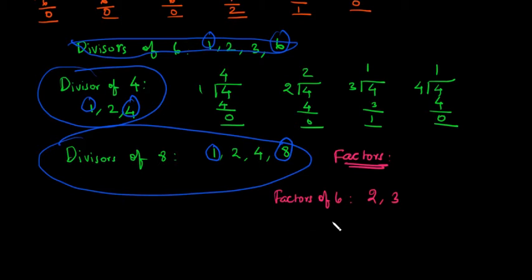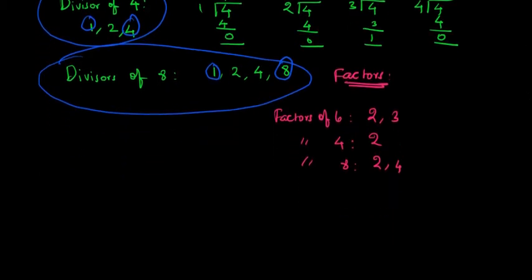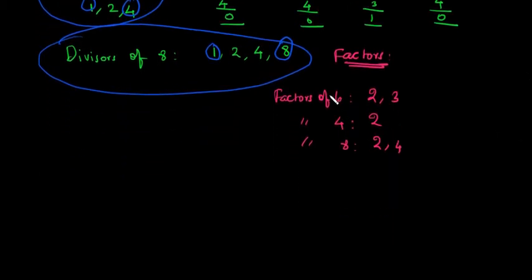So what are the factors of 4? For 4, you remove 1 and the number itself, and you will have 2. So what are the factors of 8? Factors of 8 are, you have to remove the 1 and 8, so 2 comma 4 you will have. So you can easily find the factors of a particular number. Okay, we know what a divisor is, and we know what a factor is.